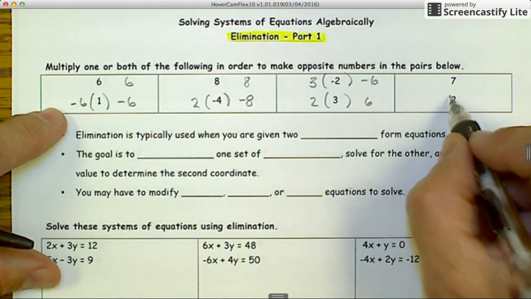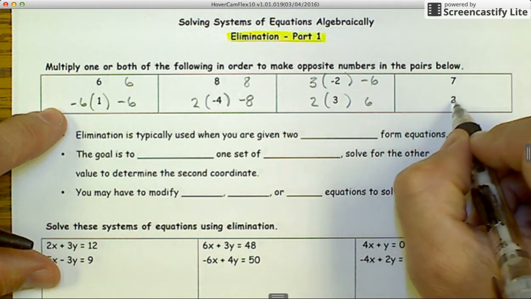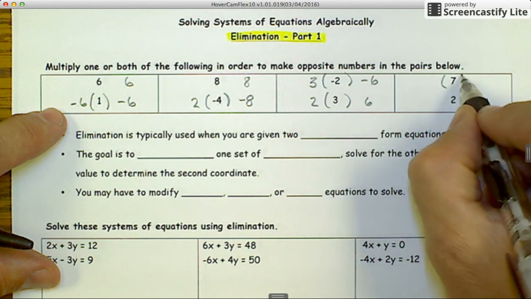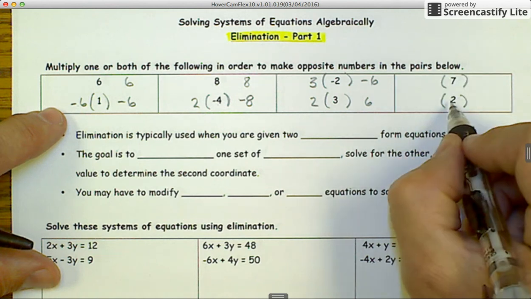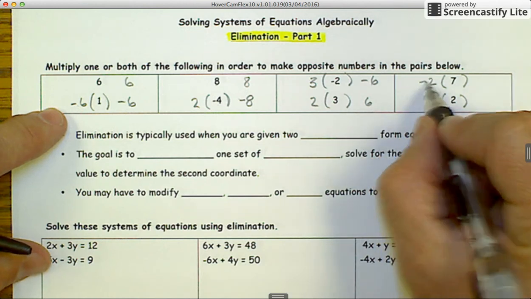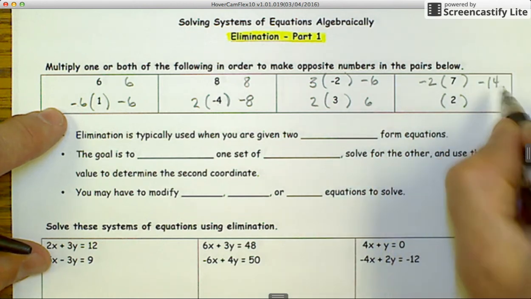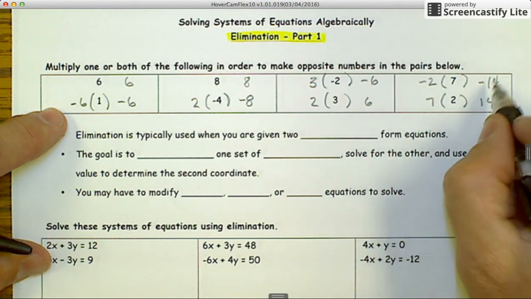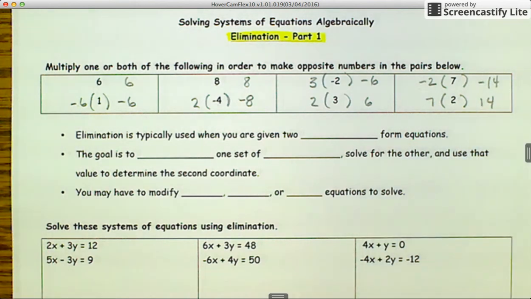And the last one that we have here is we have a positive 7 and a positive 2. Again, they're both the same sign, and they don't have any common numbers. So in this case, you're going to pick one, and I'll pick the top, multiply it by a negative 2, which would give us negative 14, and the bottom by a positive 7, which would give us positive 14, and then they're going to eliminate themselves.